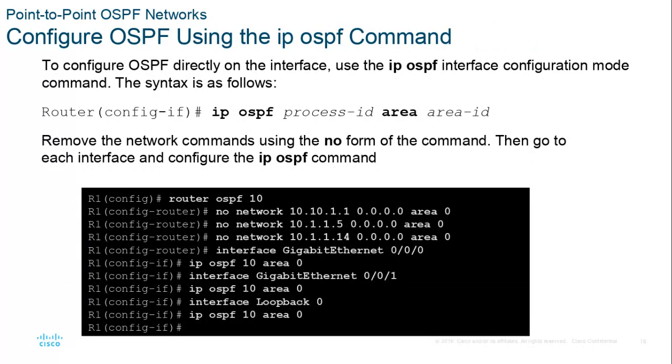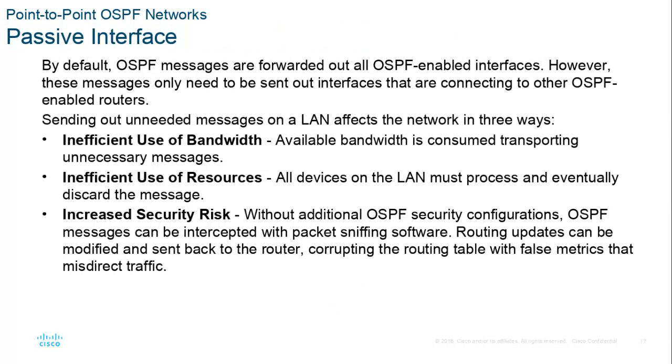There is another method of configuring it on the interface itself, which is an offshoot of the IPv6 step that we don't have to do anymore. So we can go interface G0/0, ip ospf 10 area 0, and in this case, he's configured the gigabit 0/0/1 right here, and he's configured the loopback port to all be within the area. And they'll tell you this in the lab. They'll give you both methods.